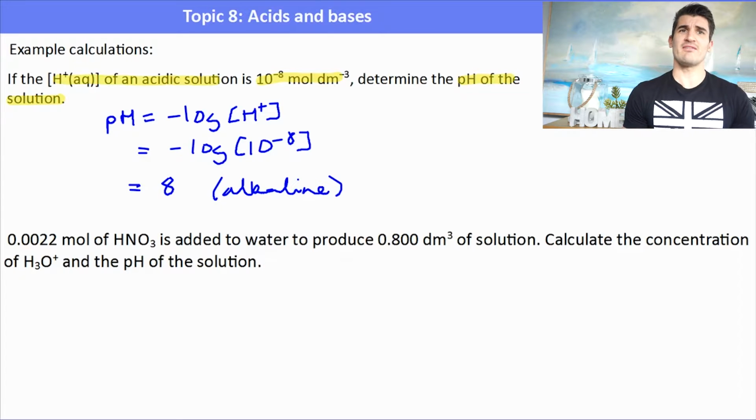Another example where we have a small amount of mole of nitric acid and we've added that to water to produce a solution of 0.8 decimeters cubed. We need to calculate the concentration of H3O plus and the pH of the solution.